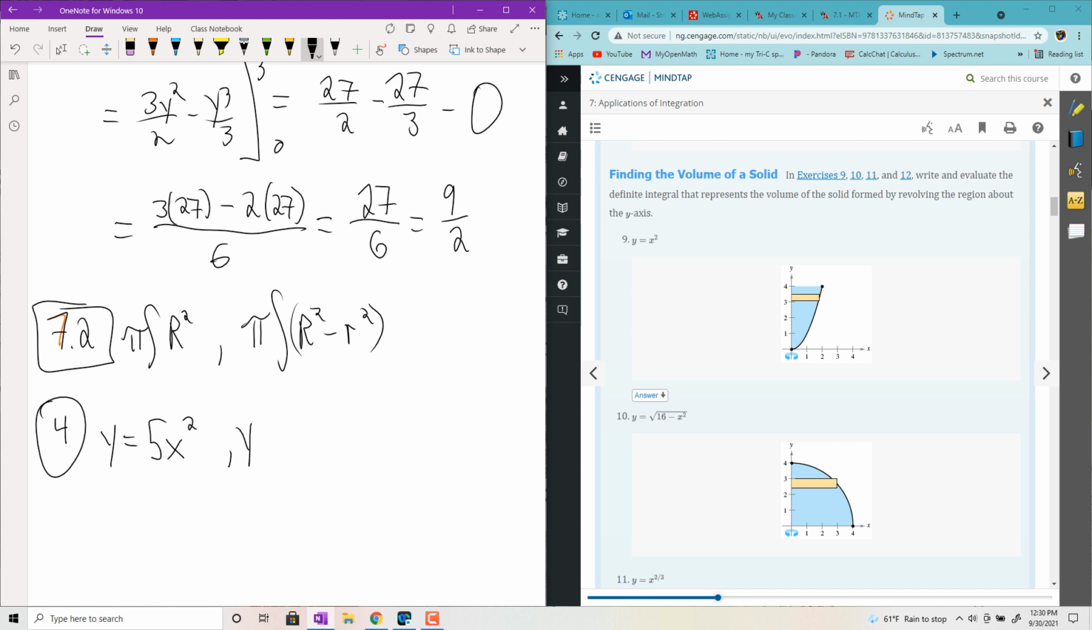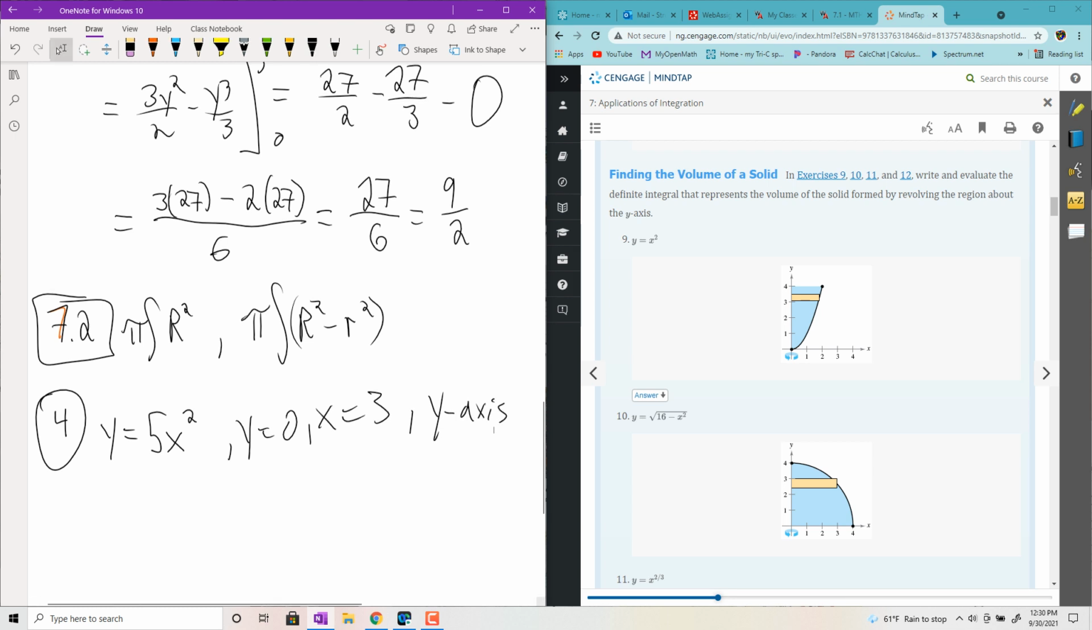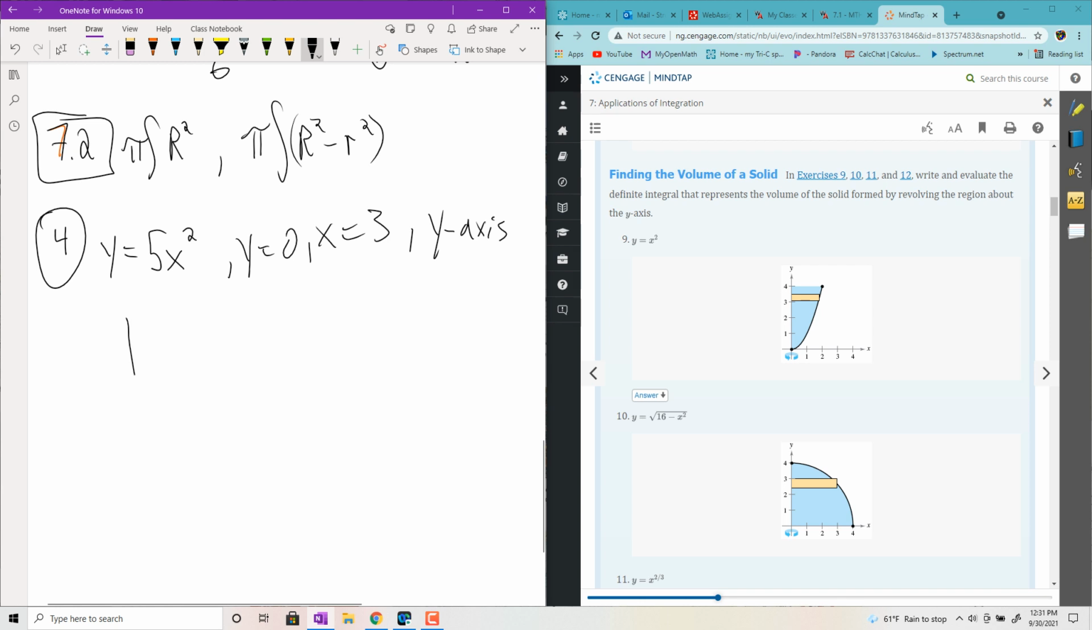y equals 5x squared, y equals 0, x equals 3. And they want you to do first a y-axis rotation. So again, I'm only going to do y-axis or x-axis rotations. Let's get a picture. So 5x squared is basically just a parabola, kind of like this. At 1, it's at 5. At 2, it's going to start going up really fast. At 3, this point right here is going to be at 45. Okay. So again, it's this ridiculous number generation from the software that's giving you these huge numbers. I'm doing a y-axis rotation.